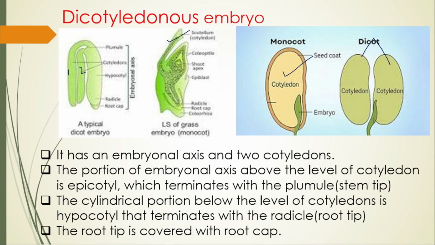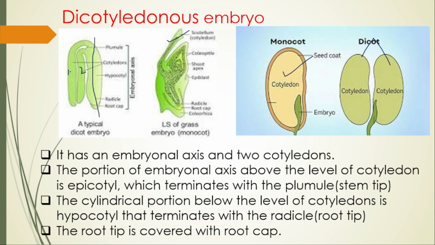Which one? This cotyledon. Okay, yes, it has an embryonal axis and two cotyledons. Which one? Dicotyledonous embryo. It has the embryonal axis. This is the embryonal axis, I can say. The portion of the embryonal axis above the level of the cotyledon is the epicotyl. Okay, above the level of the cotyledon. Which one is called epicotyl, which terminates with the plumule.